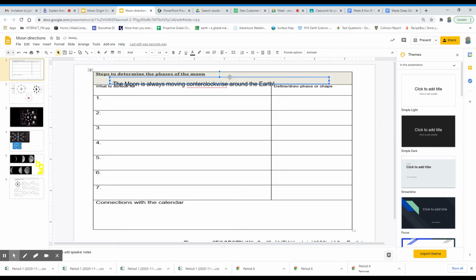Let's make that nice and big so we can see that, and we'll put that in this front box so we can always remember.